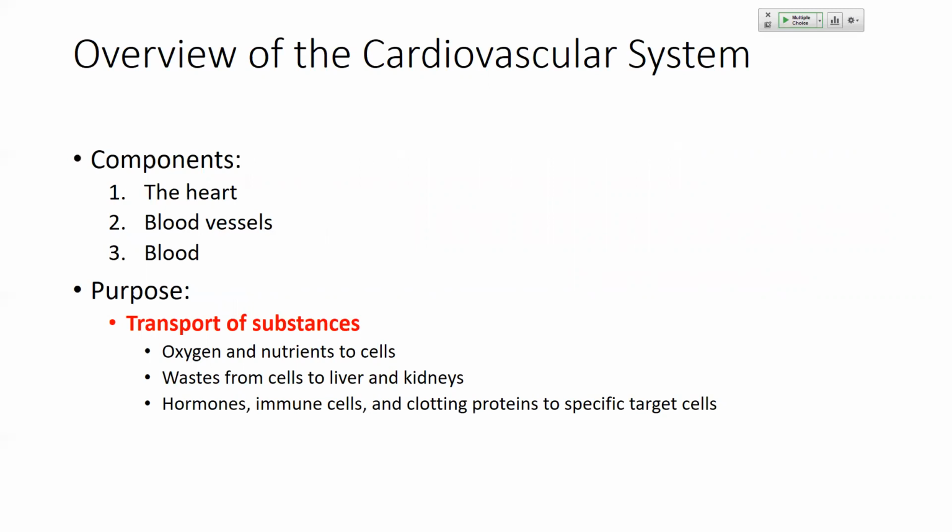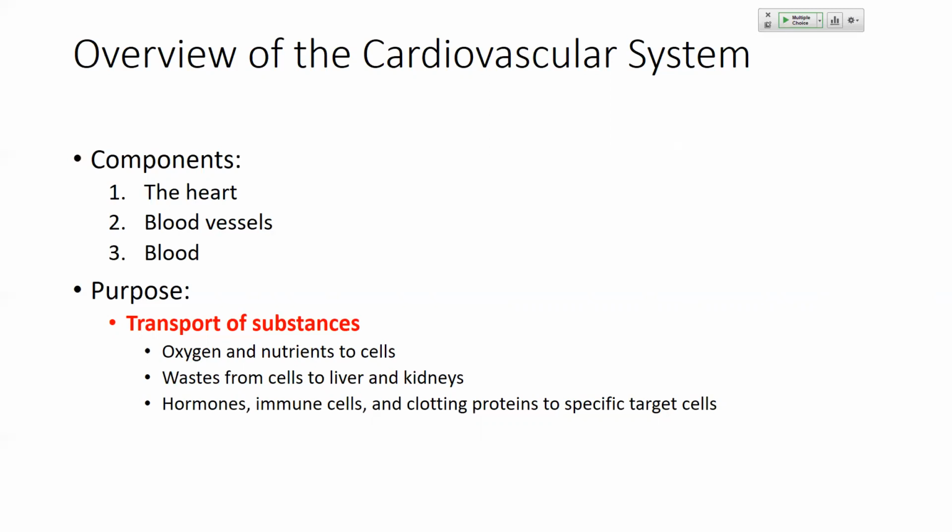So the cardiovascular system is one of the most important systems in the body. It's made of the heart, which is a muscular organ. It's made of the vessels that are attached to the heart, as well as the blood that circulates all throughout the body. These are the main components of the CVS.